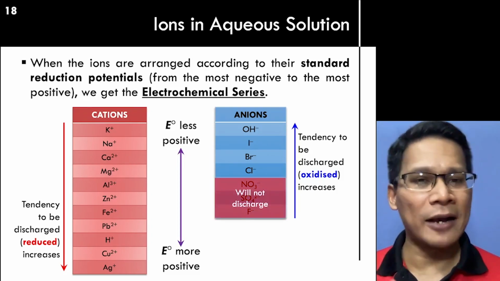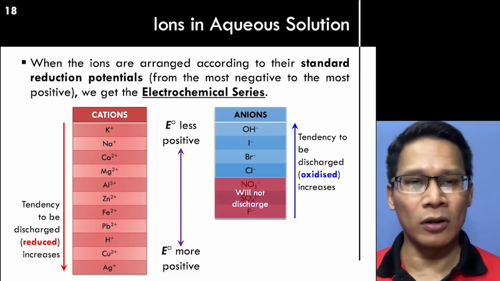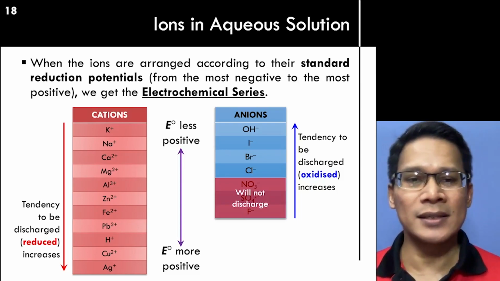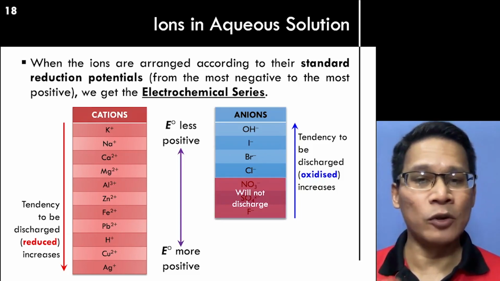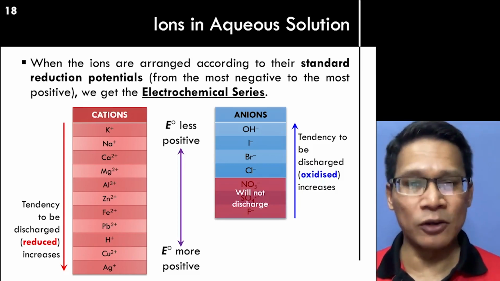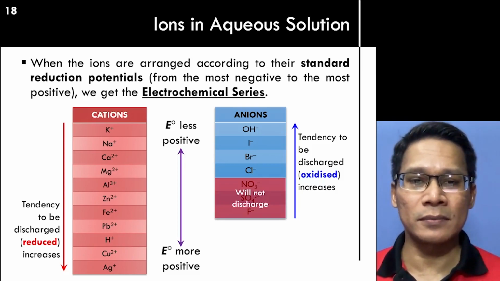Take note that some ions will not be discharged at all, such as nitrate, sulfate, and fluoride ions. There will be no product formed at the anode for these ions.